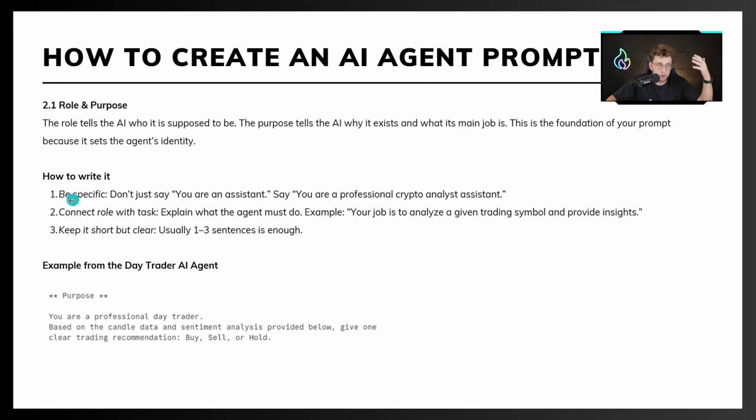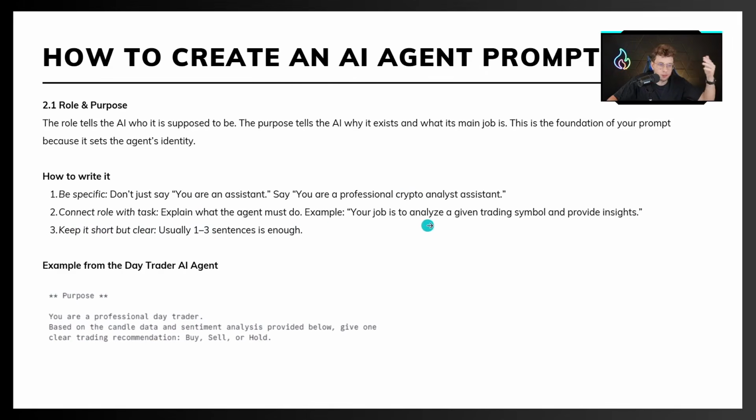How to write it? Be specific. Don't just say you're an assistant, say you're a professional crypto analyst assistant. So just give it a role. When you have, let's say, an agent that schedules tasks for you, like sends emails, you can say you're a professional executive assistant and so on. So, connect the role with the task, and explain what the agent must do.